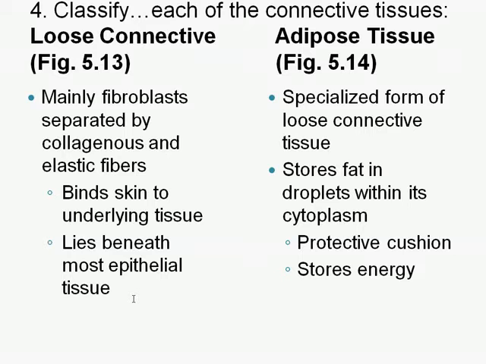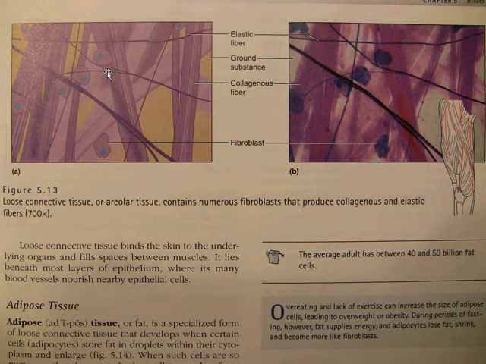The other one is adipose tissue, and let me first show you a picture of loose connective tissue. You can see there are some cells here, there are some fibers here. It's not very packed in. You can compare these when we get to the dense connective tissue. You'll see a big difference. So that's loose connective tissue found in your book.